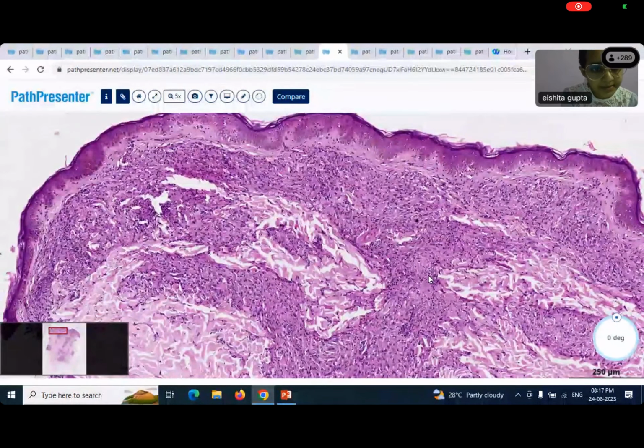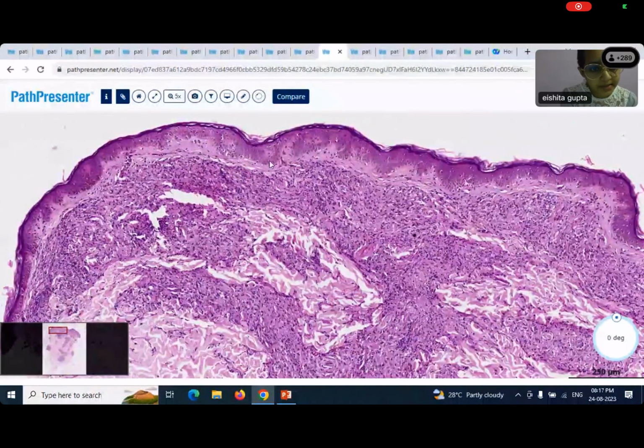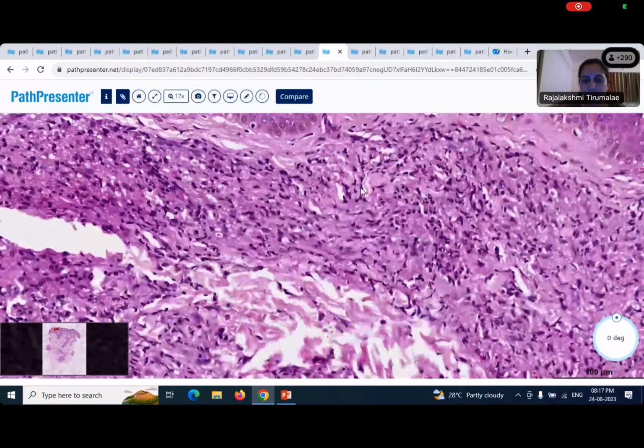Yeah, go ahead. At this magnification, we can see the hypocellular zone separating. Okay, this is what you mean, so this is the zone. Okay, you want me to go higher on the infiltrate? Yes, ma'am. Yes, there you go.